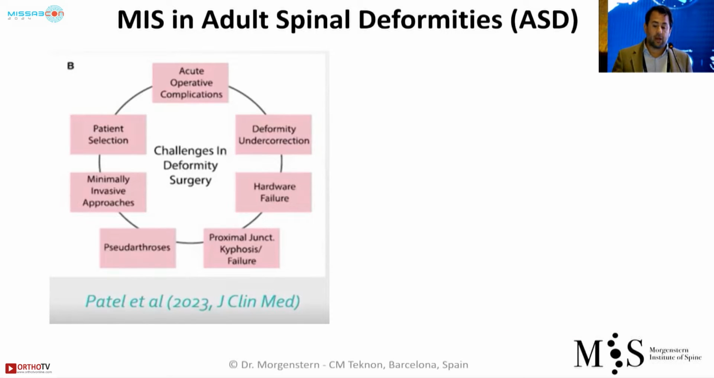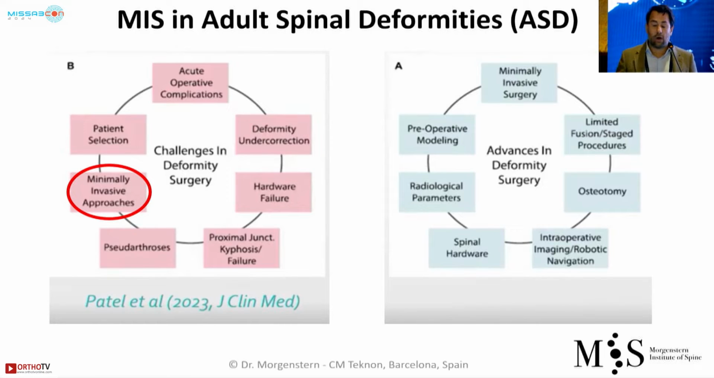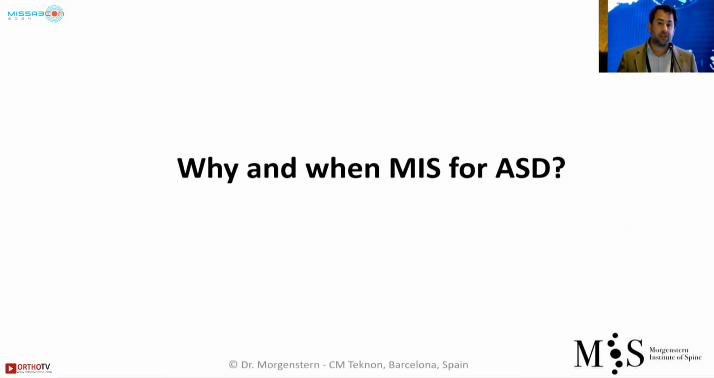So the challenges in deformity surgery, as you can see here, were all the complications: undercorrection, hardware failure, kyphosis, PJF, PJK, pseudoarthrosis, and of course, minimally invasive approaches. So the advances that we have had in the last 20 years to correct ASDs are not just radiological parameters, et cetera, but also that we now have minimally invasive tools to address this.